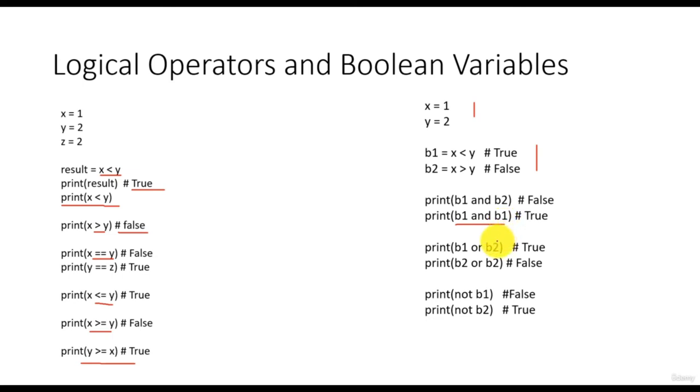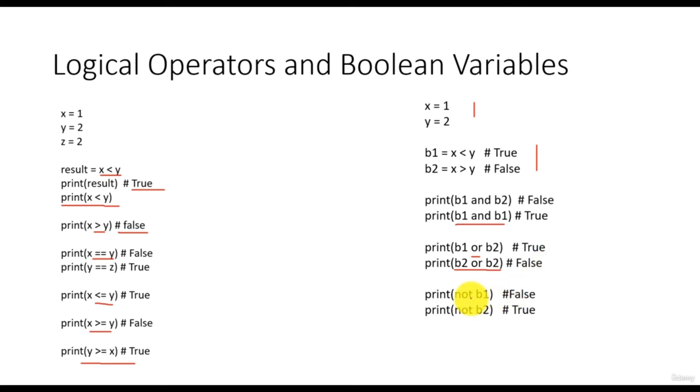The next operator is the OR operator. This operator returns true if at least one of the operands is true. In our case, b1 is true, so that is why the result of this particular expression will be true. And on the same lines, if we consider this expression, in this case both the operands are false because b2 is false, so that is why the result of this expression is false.